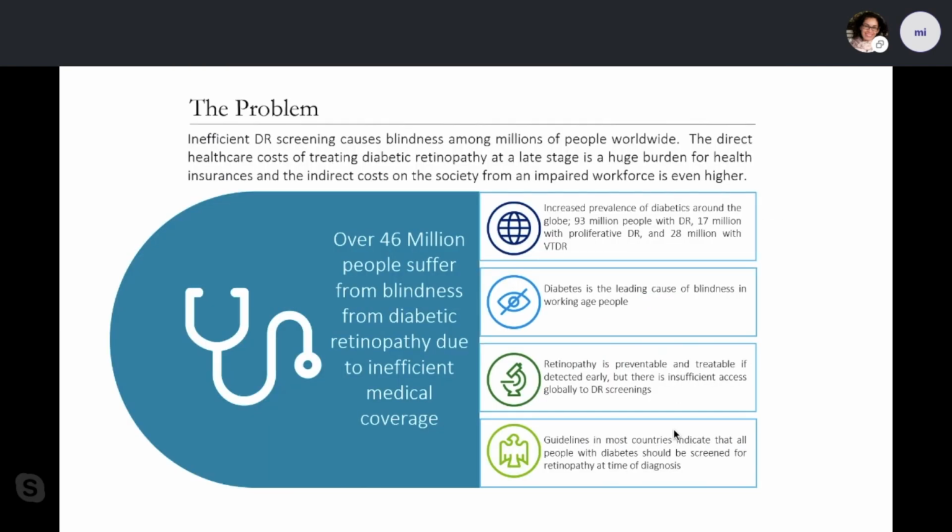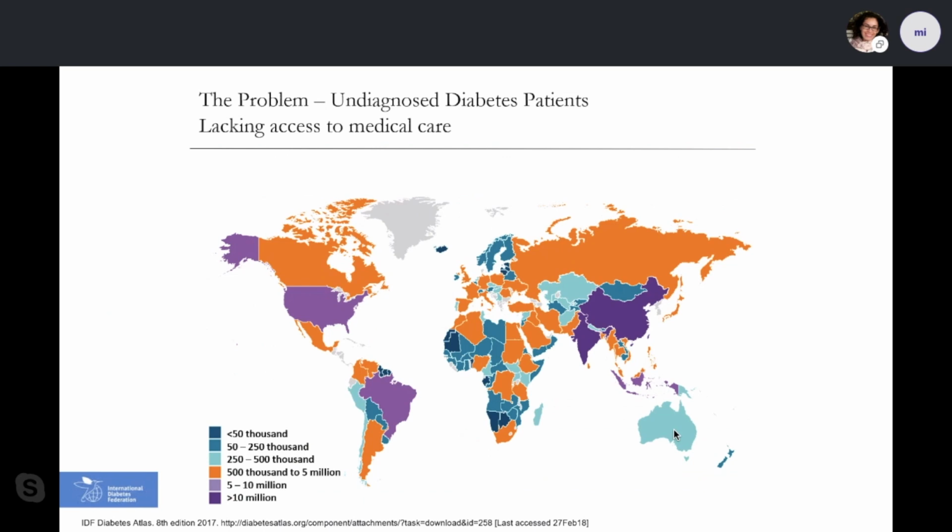And this slide is only to sum up the problem again, but I think it should be pointed out that the guidelines are very clear. In most countries, everybody indicates that people, when they are diagnosed with diabetes, should be screened, but this does not happen because of poor coverage, mainly in the developing world.